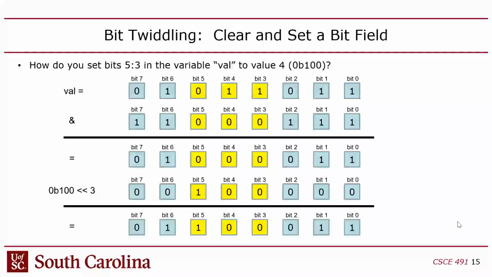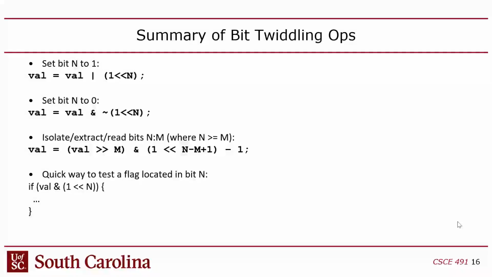Okay, so let me back up here again. Here's just a summary. Set bit to 1 is shift by n bits, or set bit to 0, take a 1 shifted by n bits, complement and, right?